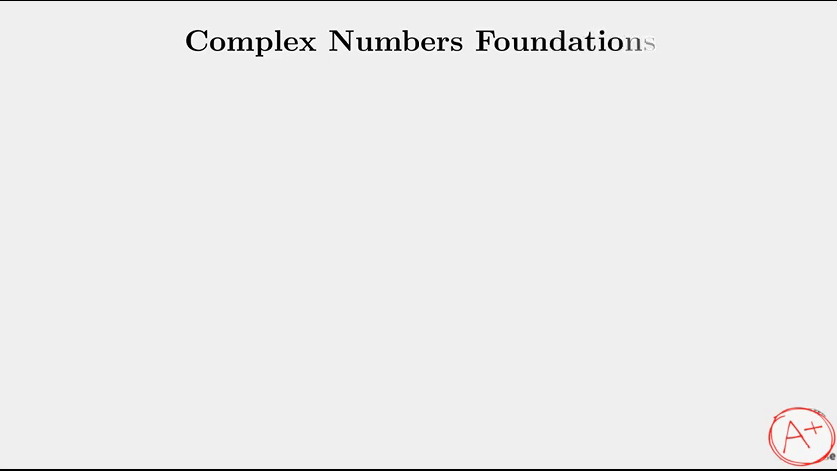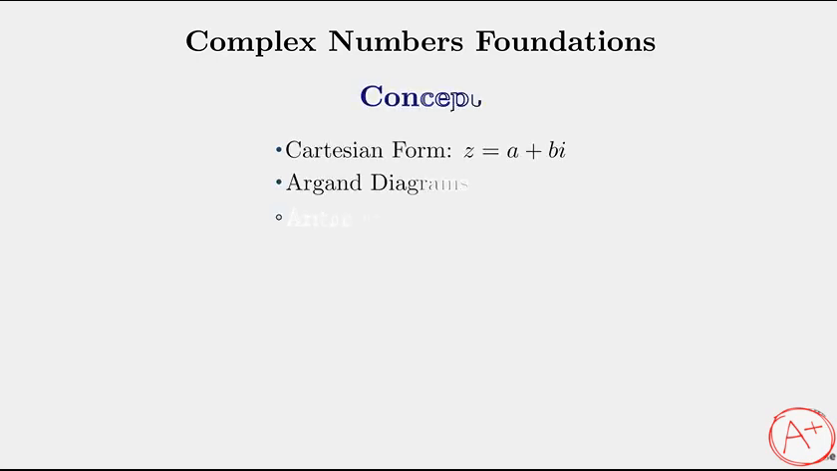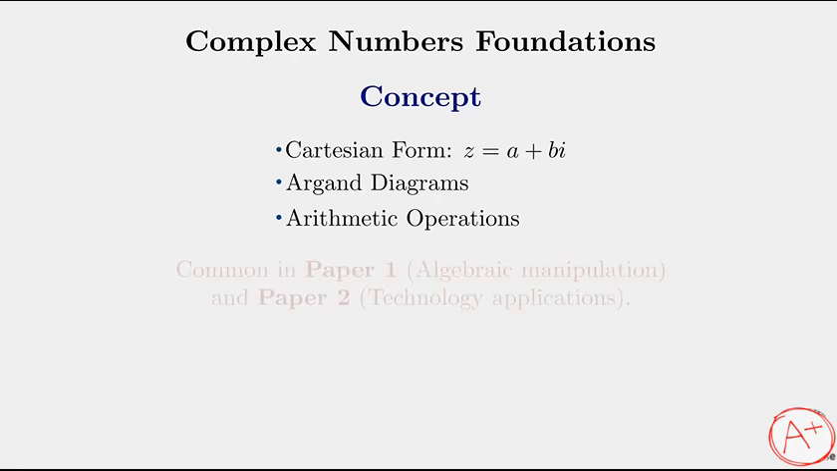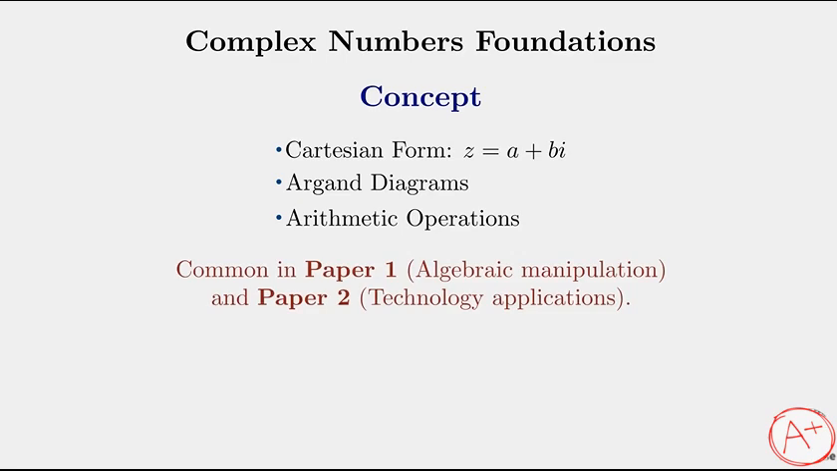In this lesson, we will master the foundations of complex numbers, a topic that is essential for both standard and higher-level students in the IB Analysis and Approaches syllabus. We will cover the Cartesian form, the geometry of the Argand diagram, and the essential operations of addition, multiplication, and division. These concepts frequently appear in Paper 1 as part of larger algebraic problems, and in Paper 2 when utilizing technology. Mastering these basics is the key to securing high marks in the more advanced topics of de Moivre's theorem and Euler's form.